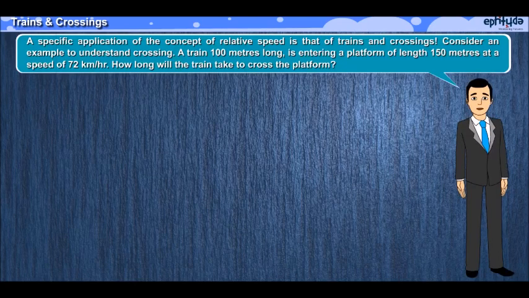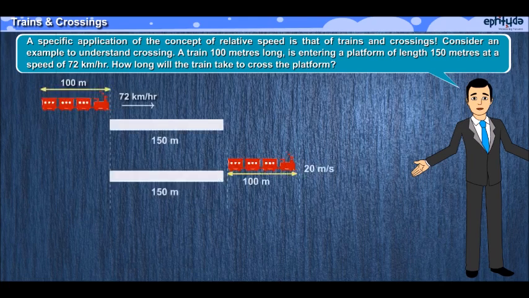Hi everybody, in this session we will discuss the fourth problem type in TSD, that is trains and crossings. Let's consider a particular situation to understand this better. Say we want to calculate the time taken by a train when it is entering a particular platform. Let's represent this by way of a diagram.